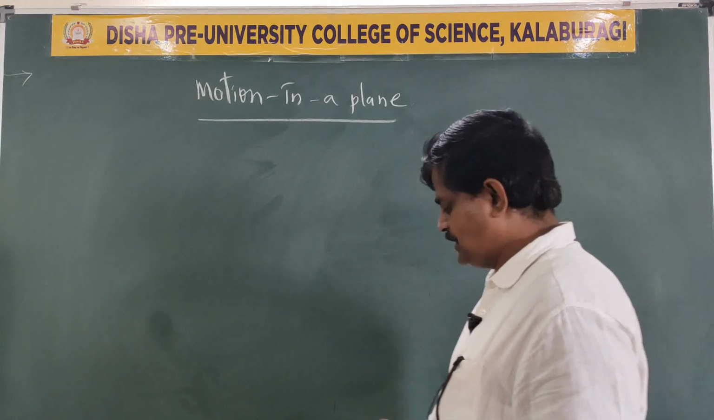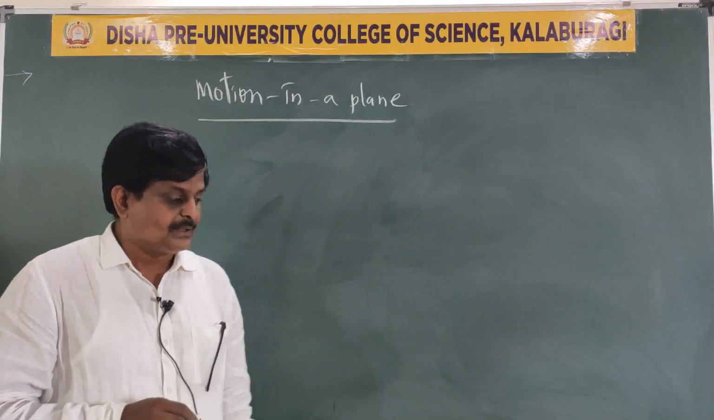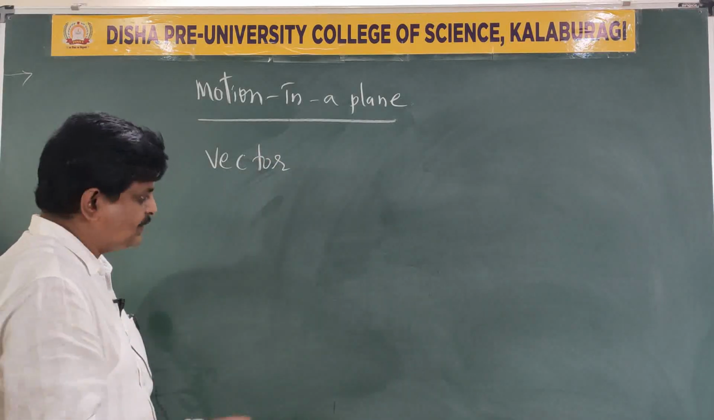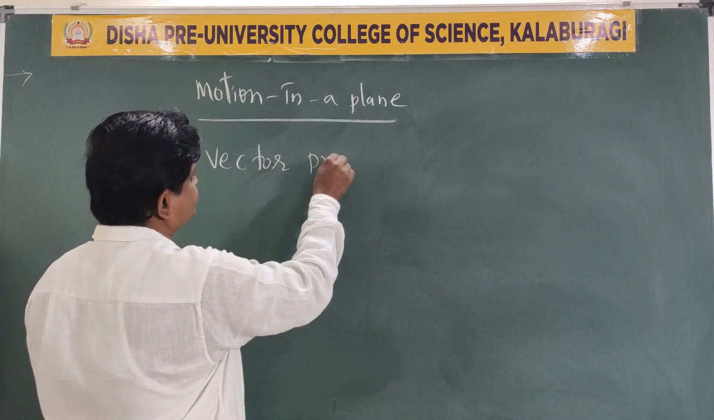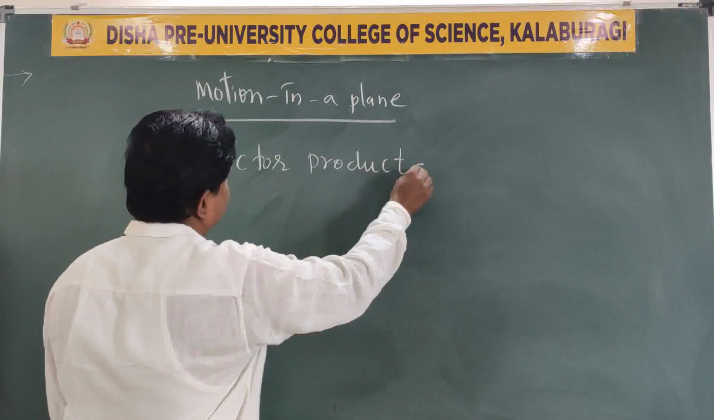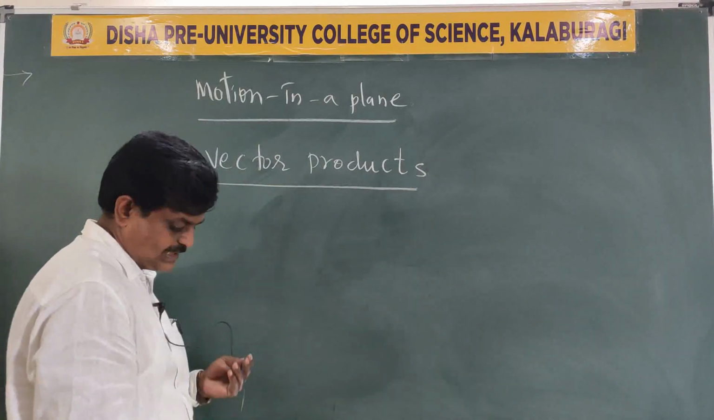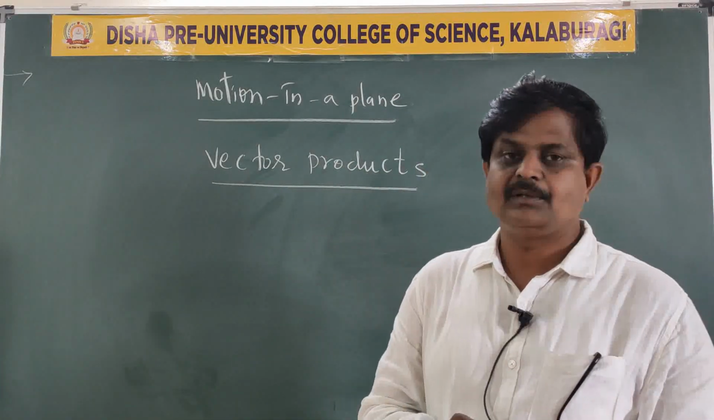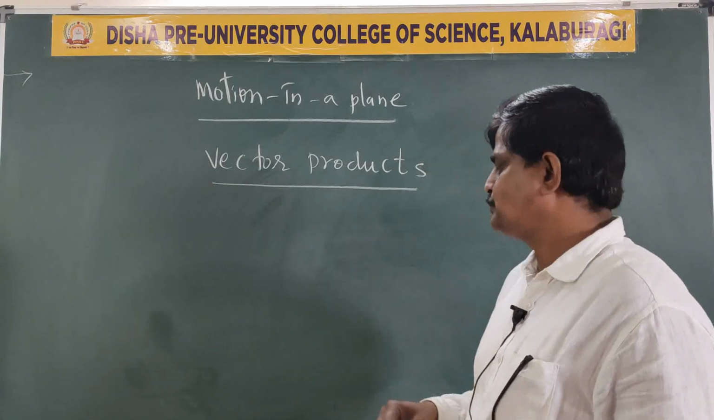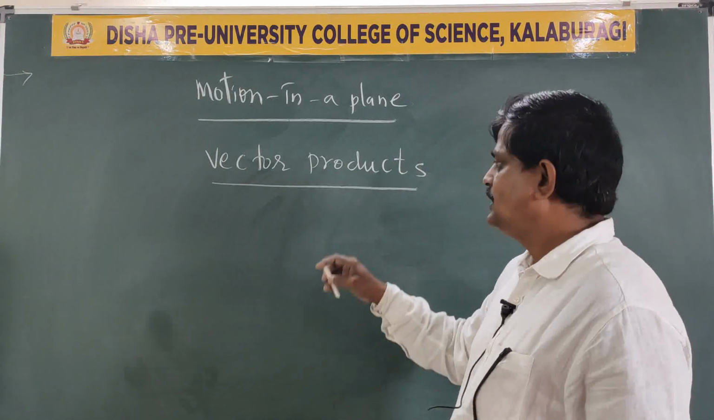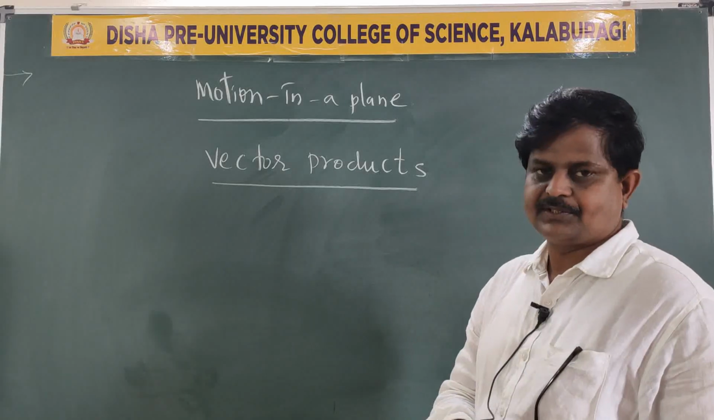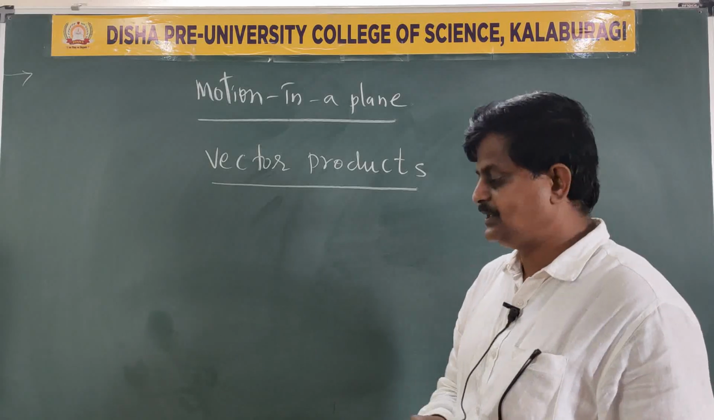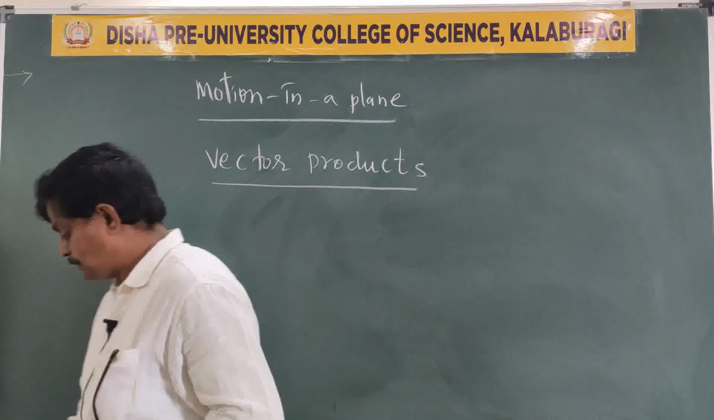Motion in a plane. Okay, see, there is a concept called the vector product, or actually vector products. Based on the product we get when we operate two vectors, there are two types of vector products. One is a scalar or a dot product, other one is cross or vector product.